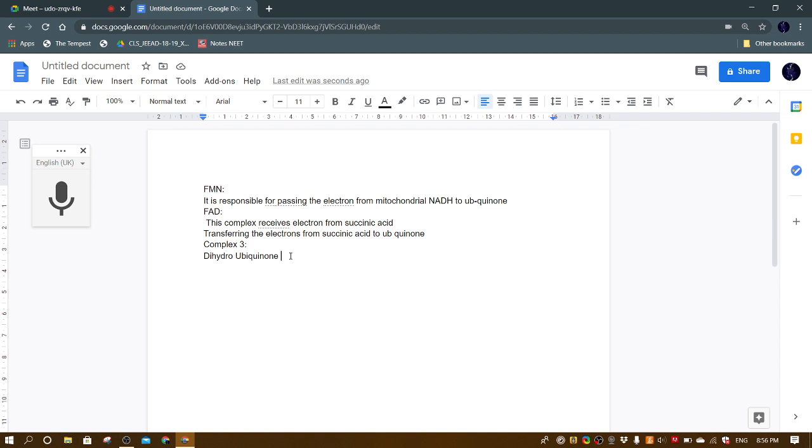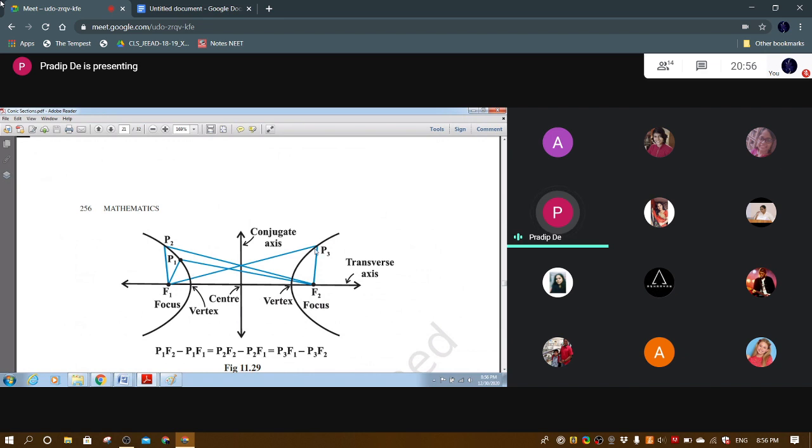Or suppose when the point lies on P2, P2 F2 minus P2 F1. Or when the point lies here at P3, then P3 F1 minus P3 F2. Larger distance minus smaller distance, always constant. This hyperbola has two branches.